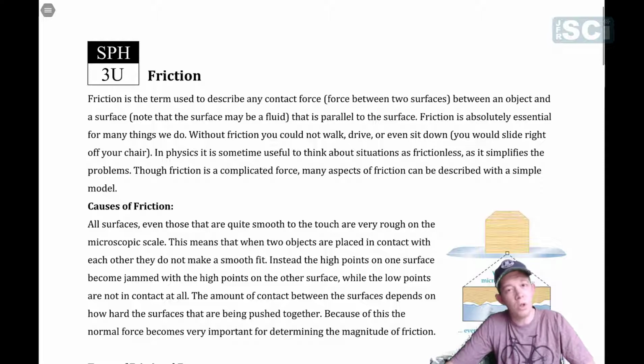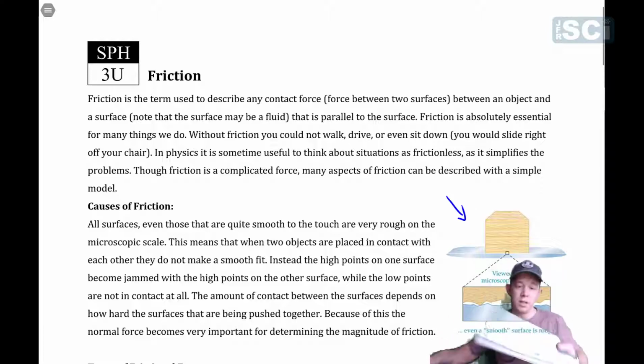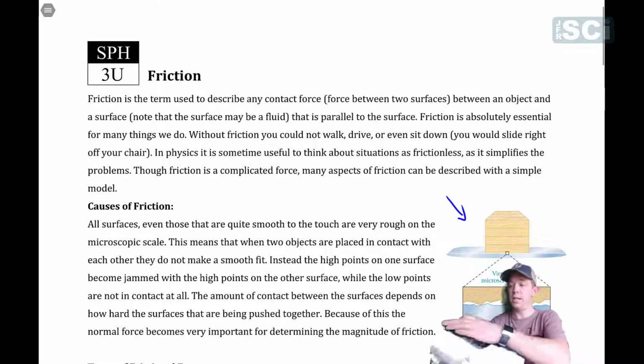If you look at an object on a macroscopic level, the surface, no matter how smooth you think it is, is in fact not that smooth. It has high points and low points, and that's what's shown here on the right-hand side of our screen. If I take a notebook and tilt it, and I have a calculator, which is also fairly smooth, and I place it on top, the calculator will simply slide right off my notebook.